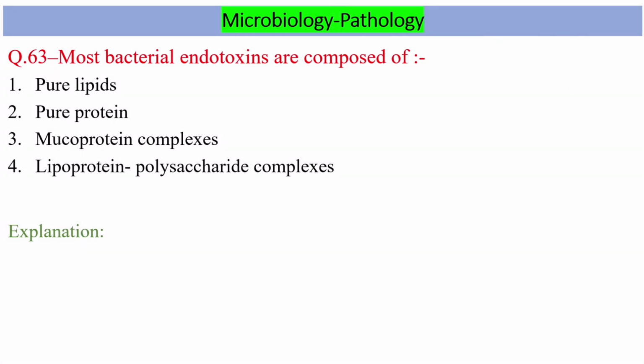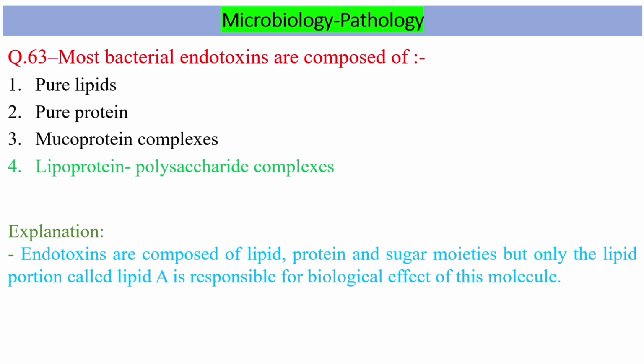Most bacterial endotoxins are composed of: pure lipids, pure protein, mucoprotein complexes, lipoprotein polysaccharide complexes. Correct option is lipoprotein polysaccharide complexes. Endotoxins are composed of lipid, protein and sugar moieties, but only the lipid portion, called lipid A, is responsible for the biological effect of this molecule.